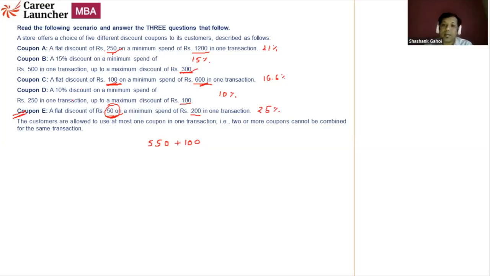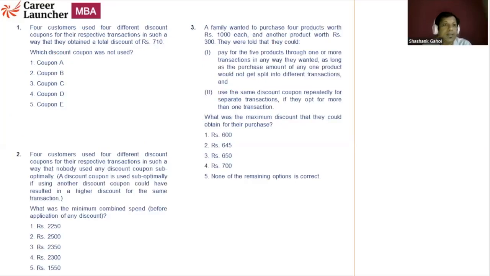If you use coupon E, then the maximum attainable discount is going to be 700. In that case, you can't get 710. So the answer of this question is going to be option E.